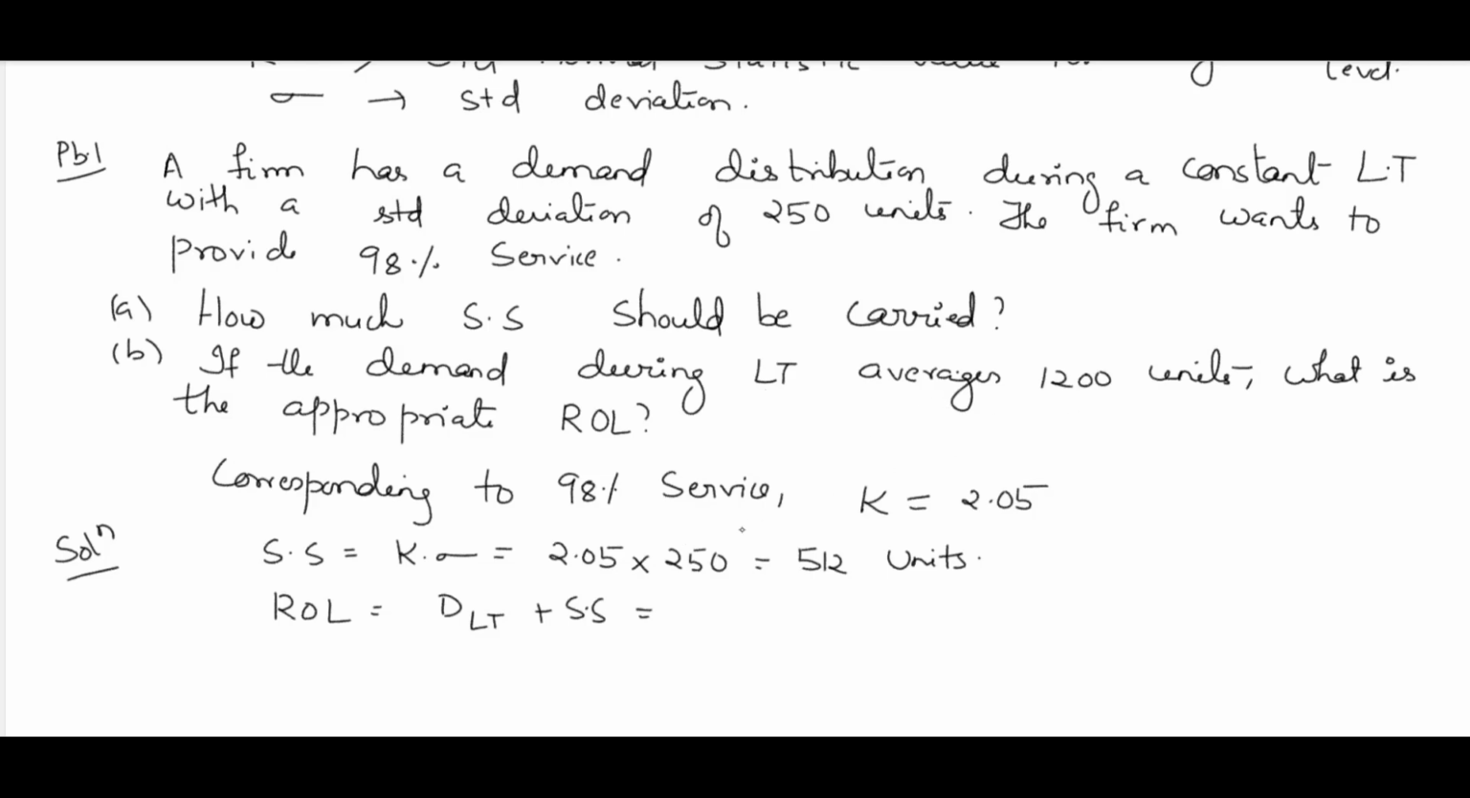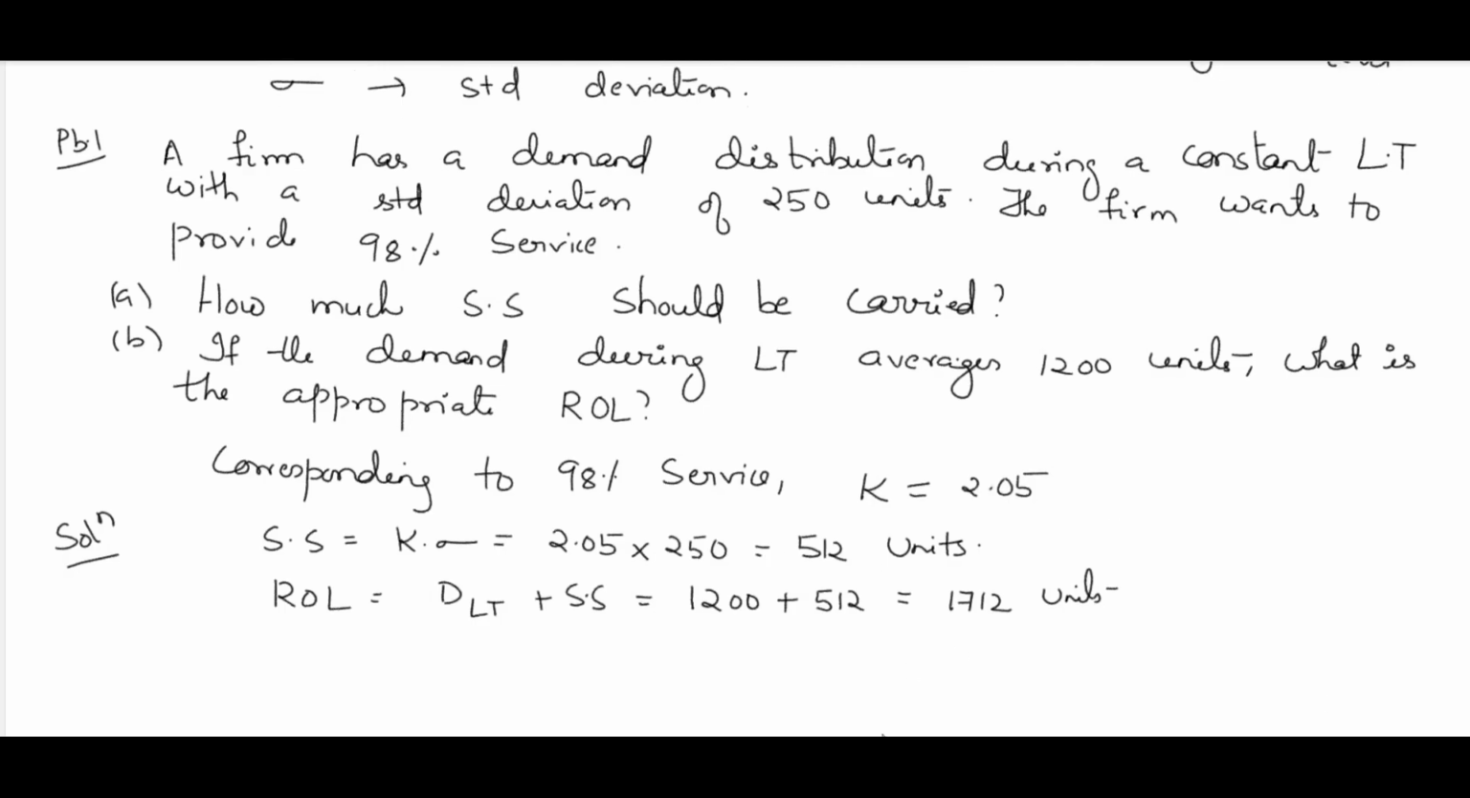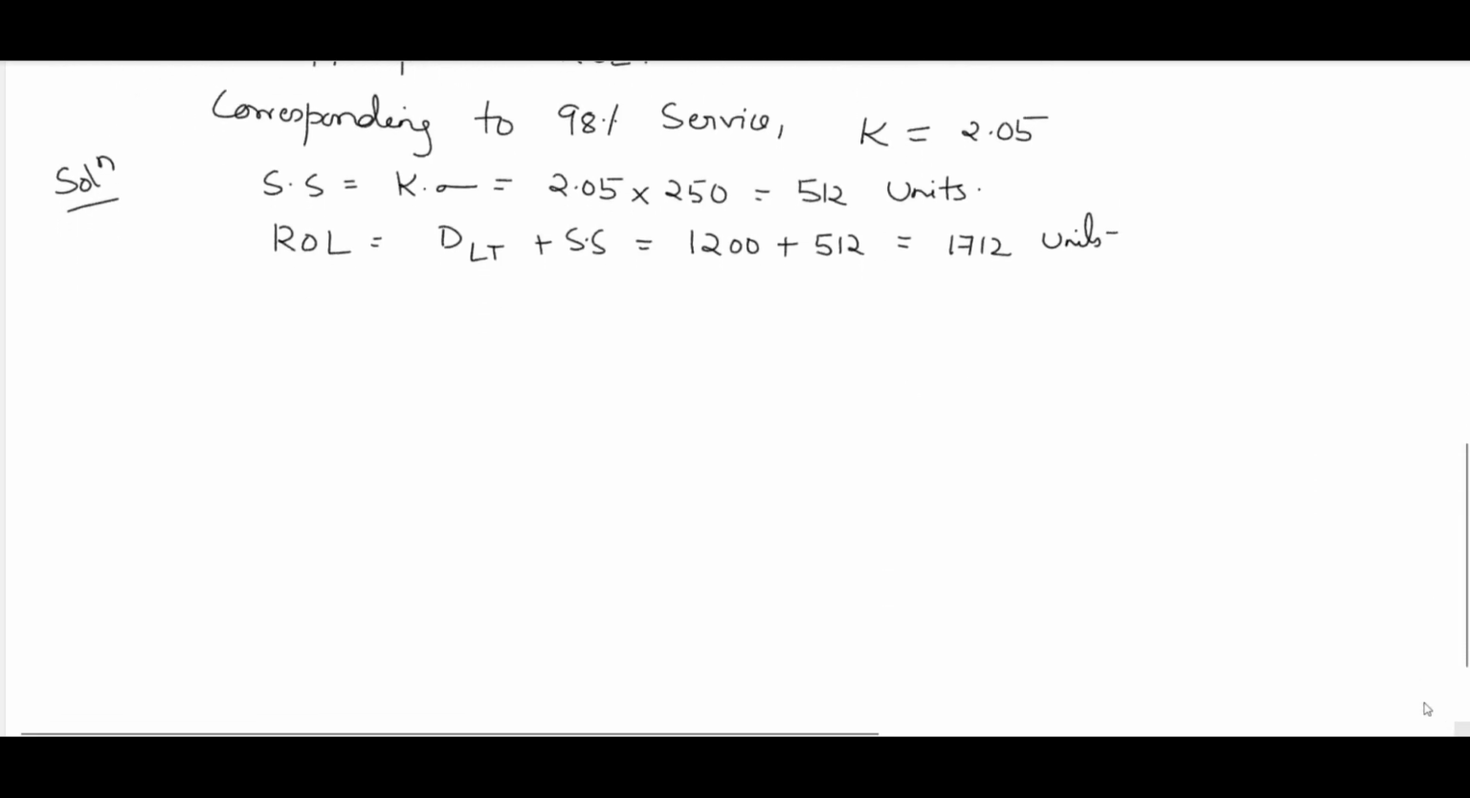Next, reorder level. When they have to reorder, and what is the quantity. So demand during lead time is 1200 plus safety stock 512, so the reorder level is 1712 units. By using this simple calculation, the plant can solve many problems. Now I'll start ABC analysis.